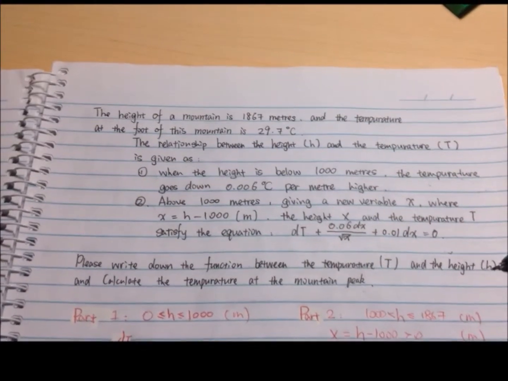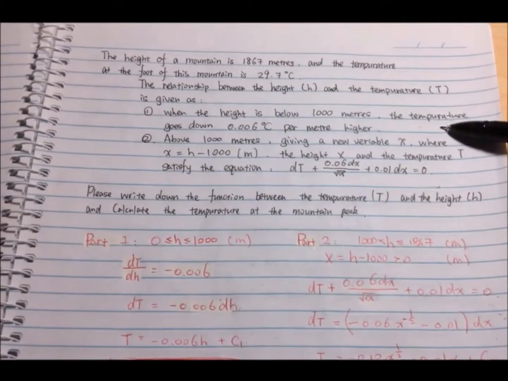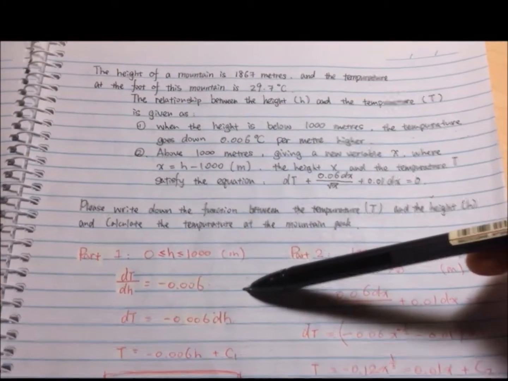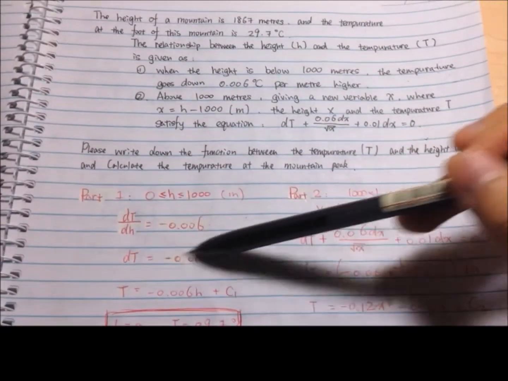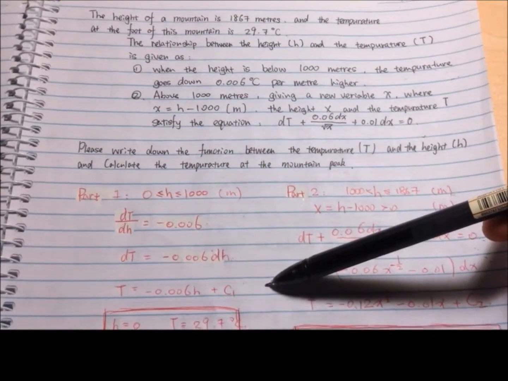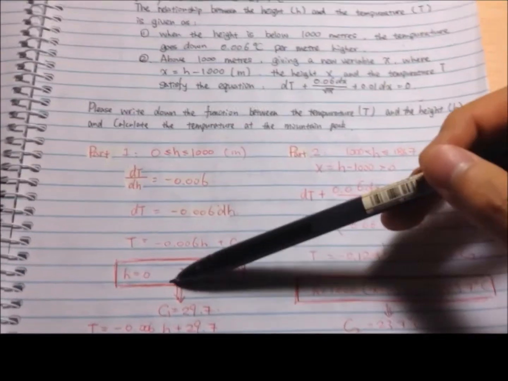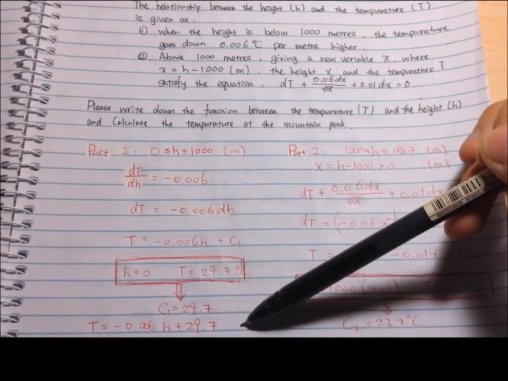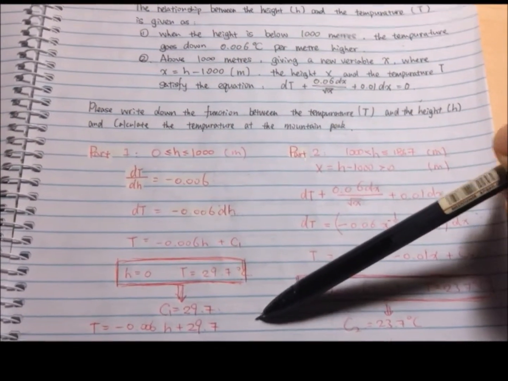Notice here, the function T of h is actually a piecemeal function including two parts. In the first part, when h is between 0 to 1000 meters, the information is the temperature goes down 0.006 degree per meter higher, which is just equal to the function given here, dT on dh equals minus 0.006. And we solve this differential equation, end up with T equals minus 0.006h plus a constant, and apply the boundary condition to solve for the constant, which is the ground state. At the ground state, h equals 0, T equals 29.7. The result for the first part is T equals minus 0.006h plus 29.7.